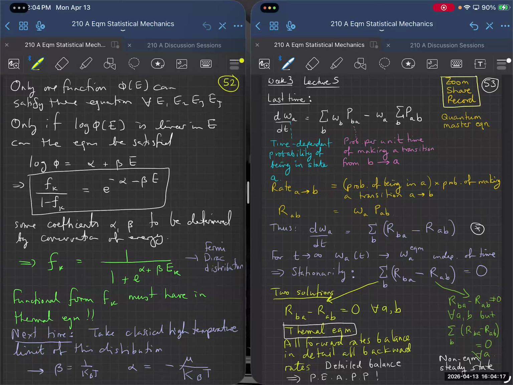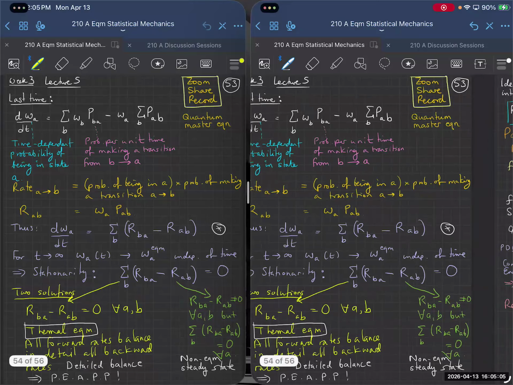The first solution is obviously that if R_BA minus R_AB is equal to 0 for every pair of states A and B, that's what we call thermal equilibrium. Every single forward transition is balanced by the corresponding backward reaction, and that's called detailed balance. In the lecture, I derived from that the principle of equal a priori probabilities. There's a second way that we can get stationarity, which is that the forward and the backward rates do not balance, but if I sum over all states, then they do balance. That is what you would get if you had a non-equilibrium steady state, which is not what we are going to deal with in this course.